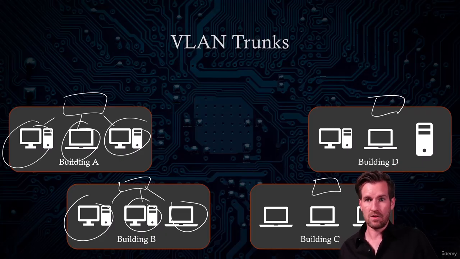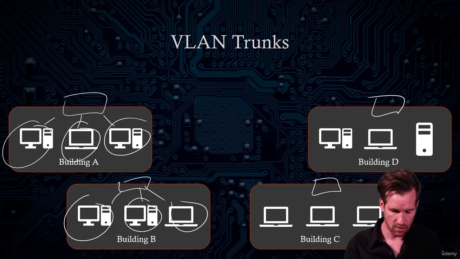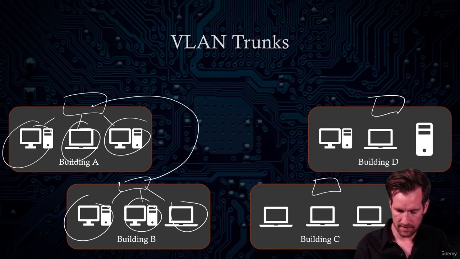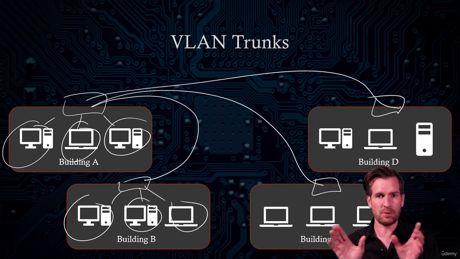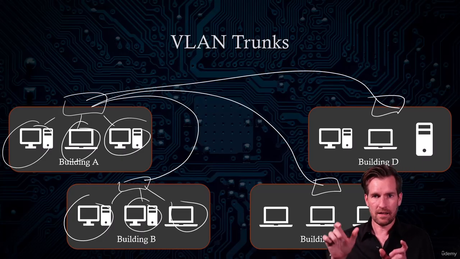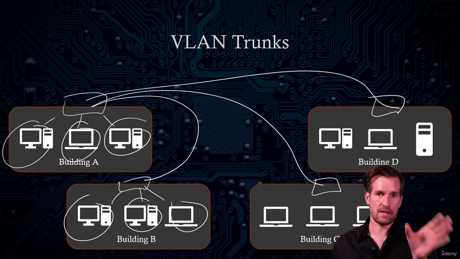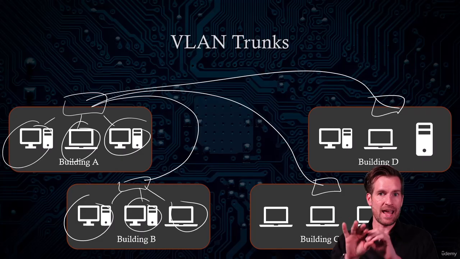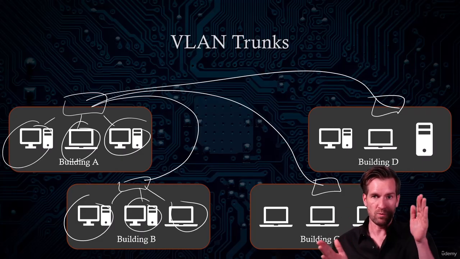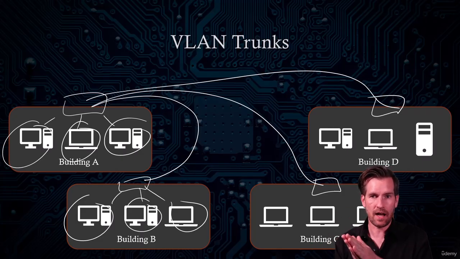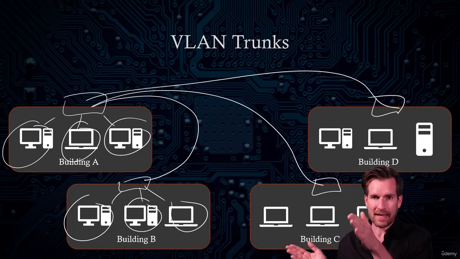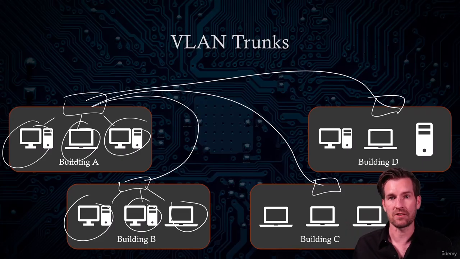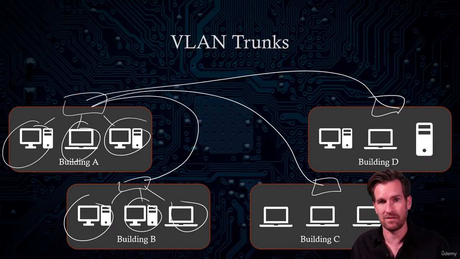Or what I can do is a trunk line, and a trunk line is just going to connect all of these pieces of equipment together, but still be able to separate out one VLAN's traffic from another VLAN's traffic. And we'll explain how these trunk lines can combine the traffic onto one trunk line and get it across to another switch and then split it back out again. So we'll talk about VLAN trunks more in depth in another video.